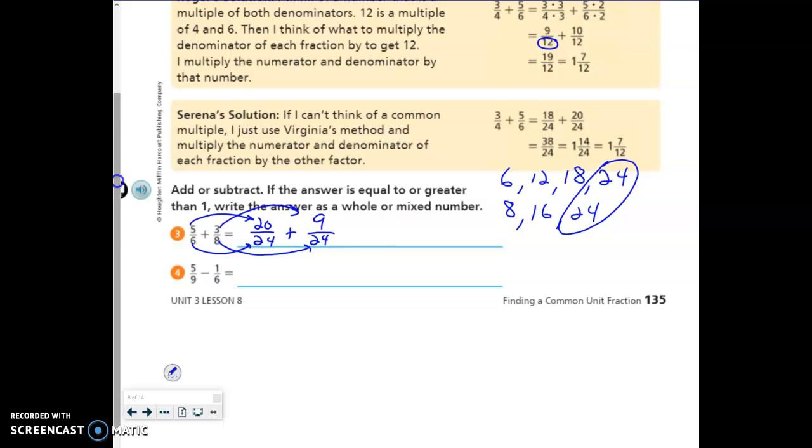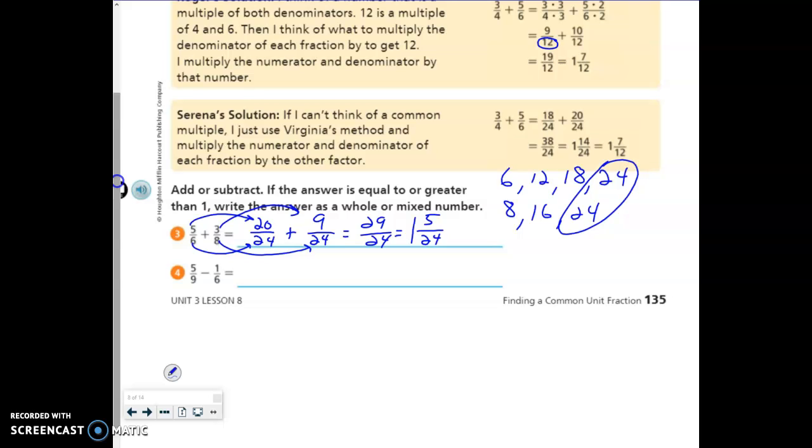So my new problem is 20/24 plus 9/24, and this is an adding problem, so that will get me to 29/24. They said they wanted their answer in whole numbers and mixed numbers, which means I need to figure out how many groups of 24 I can pull out of 29. Again, the numbers are nice and close, so one whole with 5 leftovers, and I keep my denominator the same: 1 and 5/24.